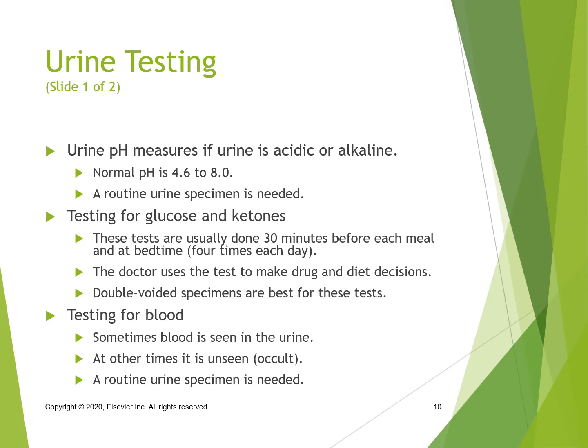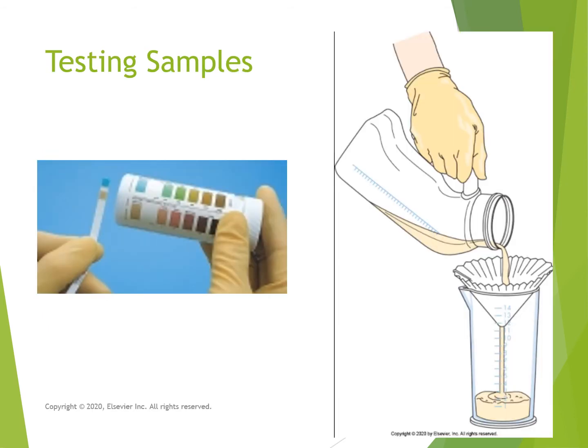Testing for blood, sometimes blood is seen in the urine. At other times it is unseen. Occult means unseen. A routine urine specimen is needed at this time. Testing samples, you'll see that's a urine strip over there. On the right hand side, they are pouring the urine through a drainage into the graduate. And that strip that you see is called a reagent strip or dipstick for sugar and ketones.